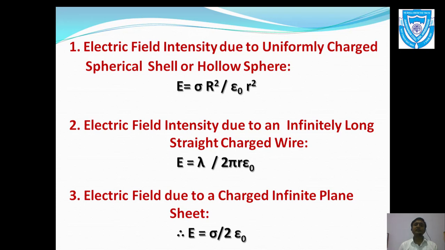What can we conclude over here? This electric field intensity is directly proportional to the surface charge density or linear charge density. It means as charge density increases, electric field intensity always increases, but it is inversely proportional to r. As r increases, electric field intensity decreases. These are the 3 important applications of Gauss law.